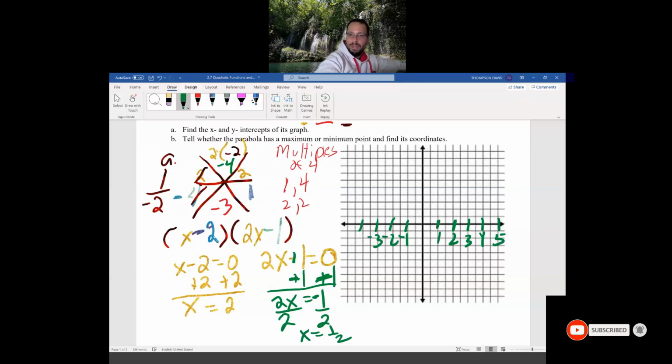As part of our graph, we just need our y-intercept. So that's when x equals 0. To get the y-intercept, plug in 0. So that will give me 0 minus 2 times 2 times 0 minus 1. 0 minus 2 would be negative 2, times negative 1, because 2 times 0 minus 1 is negative 1. So that's going to give me positive 2.